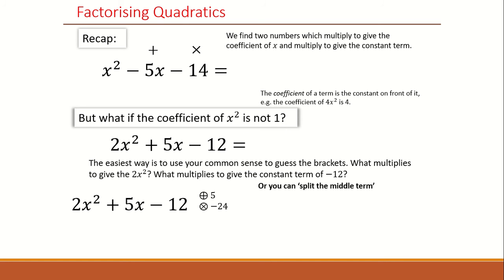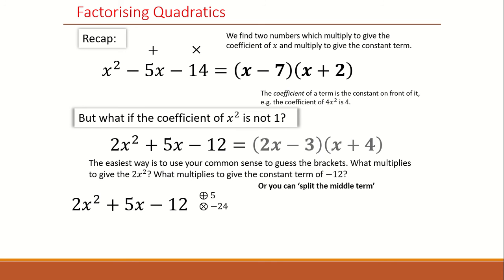So the first example here, x squared minus 5x minus 14, should be factorised into x minus 7 and x plus 2. This is because minus 7 times 2 equals minus 14, and minus 7 plus 2 equals minus 5. But what if the coefficient of x squared is not 1? Then you should do the exact same thing and you should get 2x minus 3 and x plus 4.